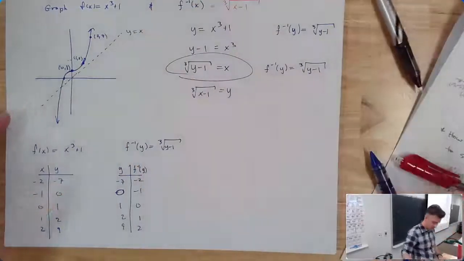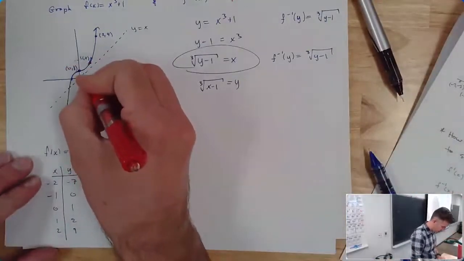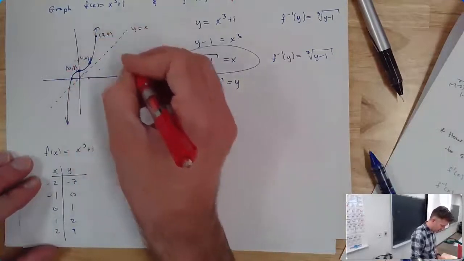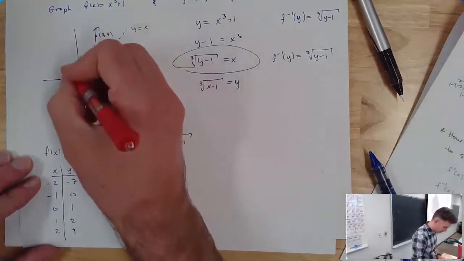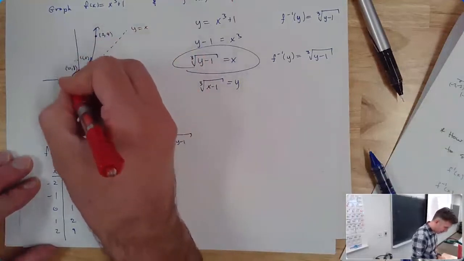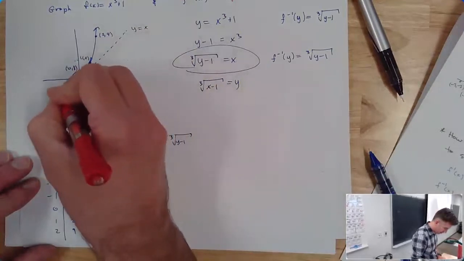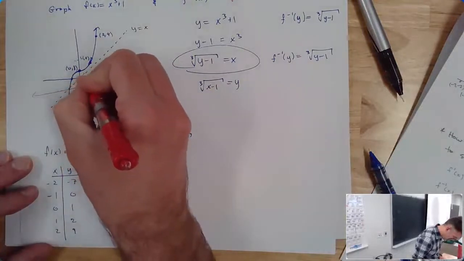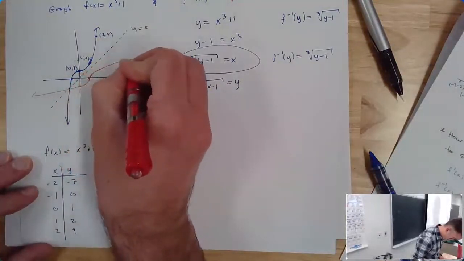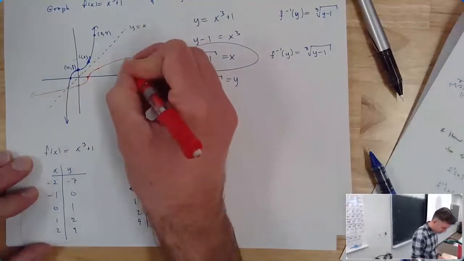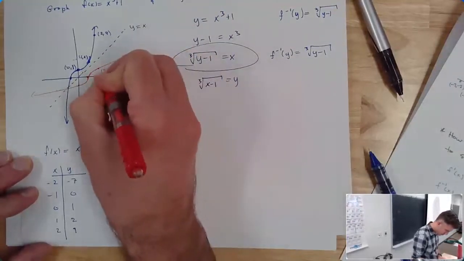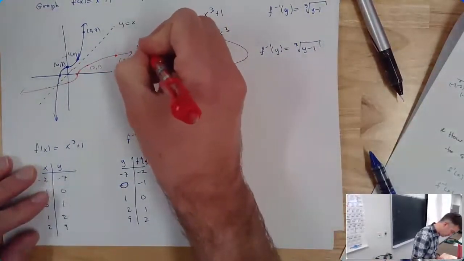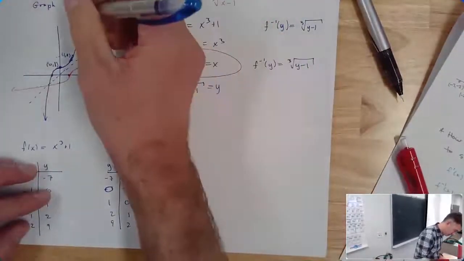All I'm doing is reflecting all these points across that line. So instead of 0, 1, I get 1, 0. Instead of 1, 2, I get 2, 1. Instead of 2, 9, I get 9, 2. And then instead of -1, 0, I get 0, -1. I get some points over here as well. So it kind of looks like that. Okay. And this is my inverse function, f inverse of x. My original function, f of x.